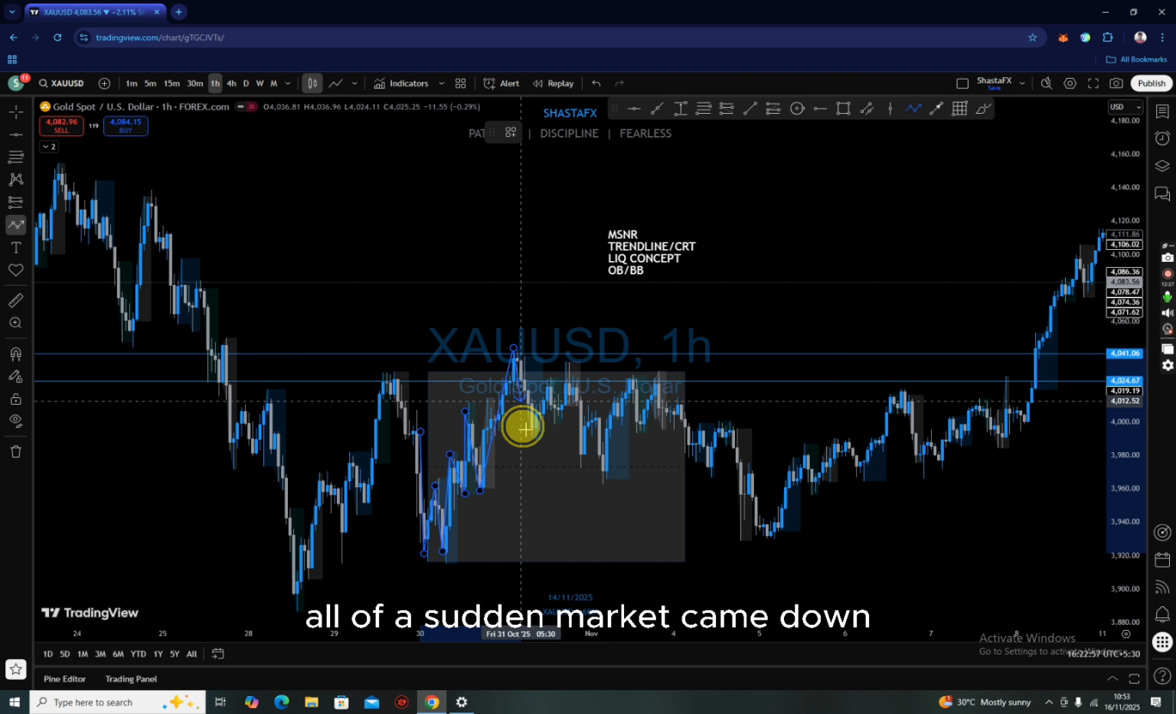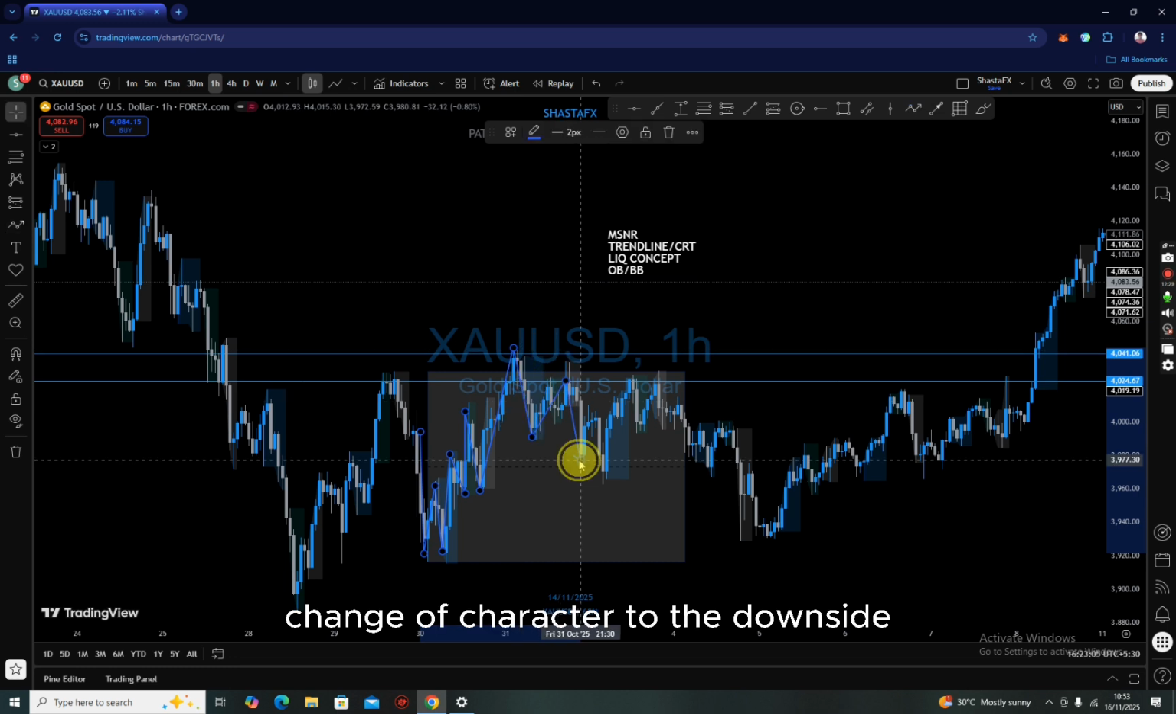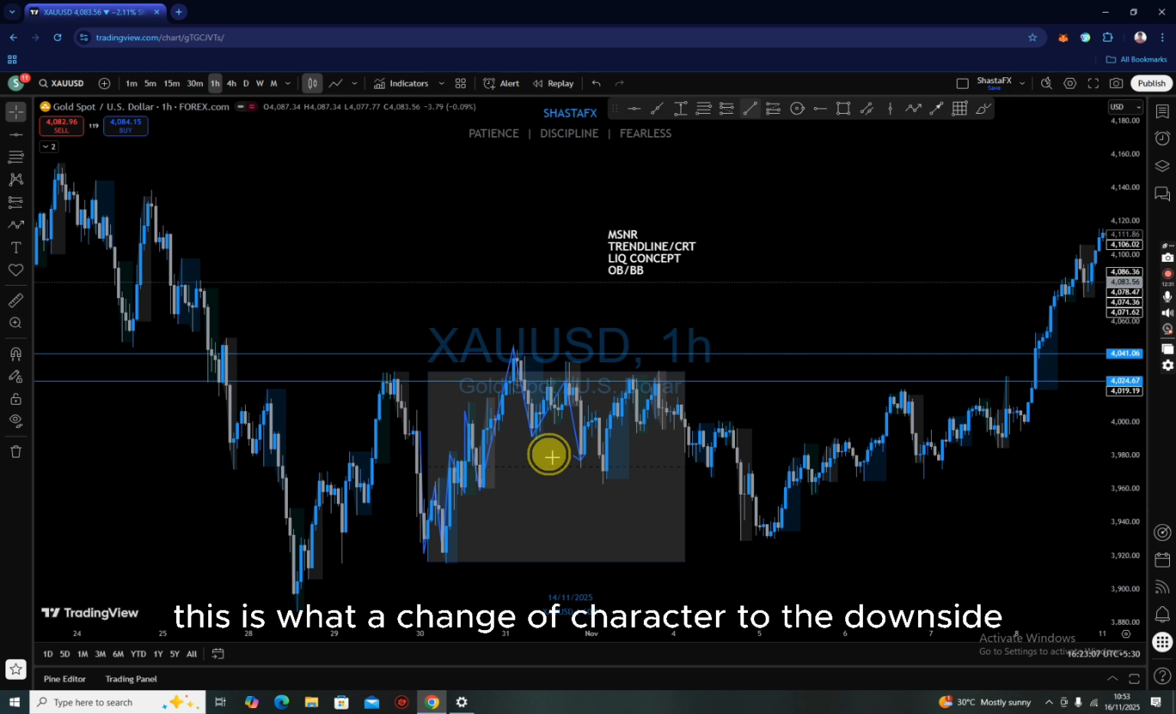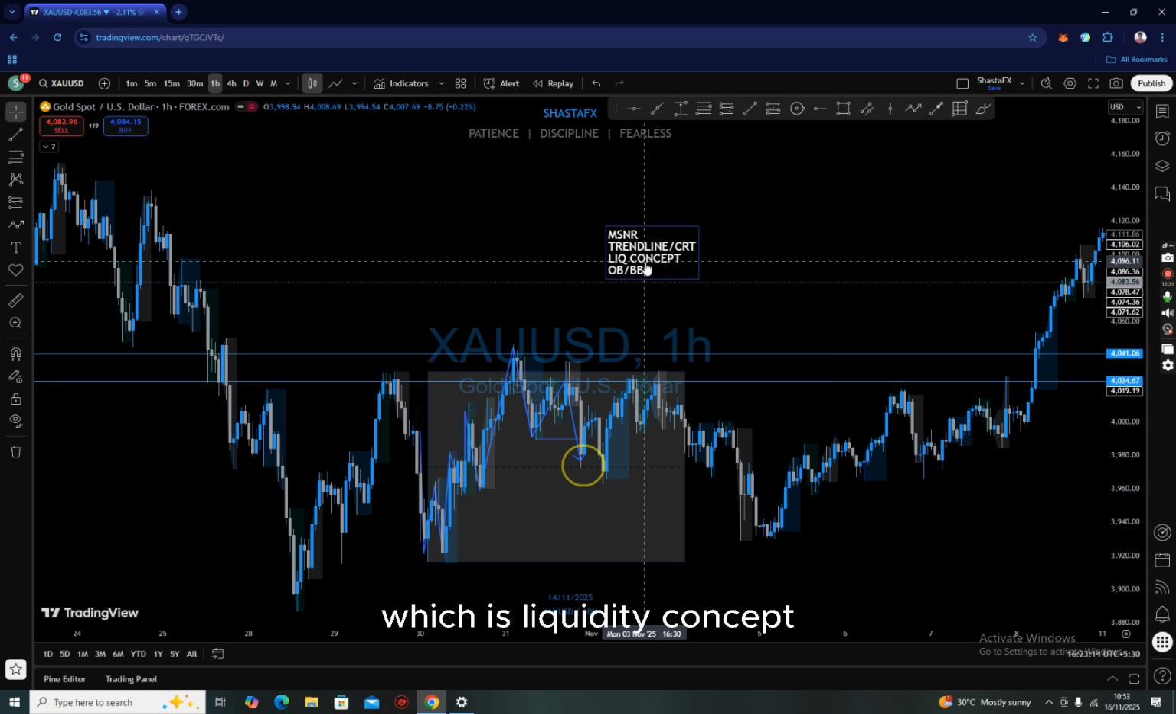All of a sudden, market came down, and we expected market to push up, but market stopped around this area. Now it made a change of character to the downside. If you mark it from here to here, this was the change of character to the downside. Remember, we are looking at this particular concept, which is liquidity concept.